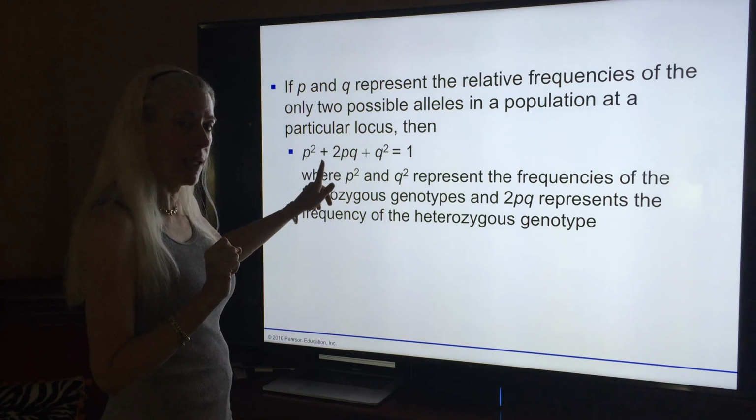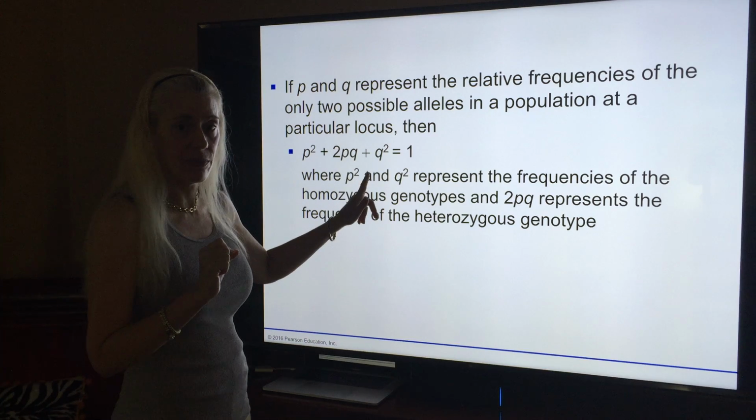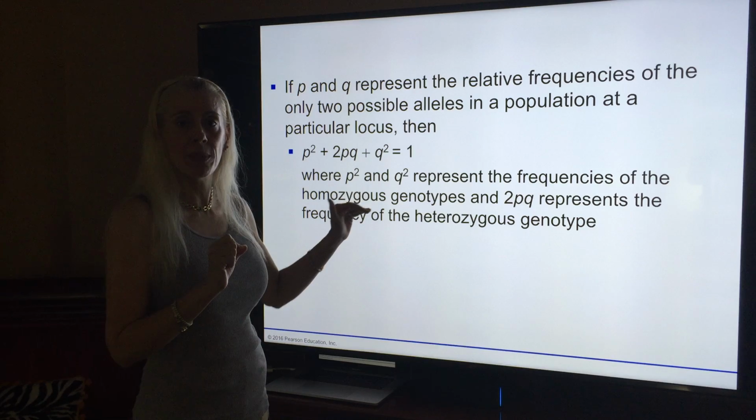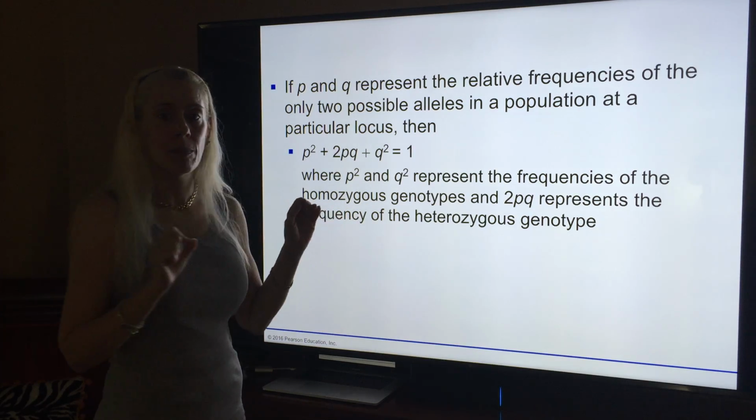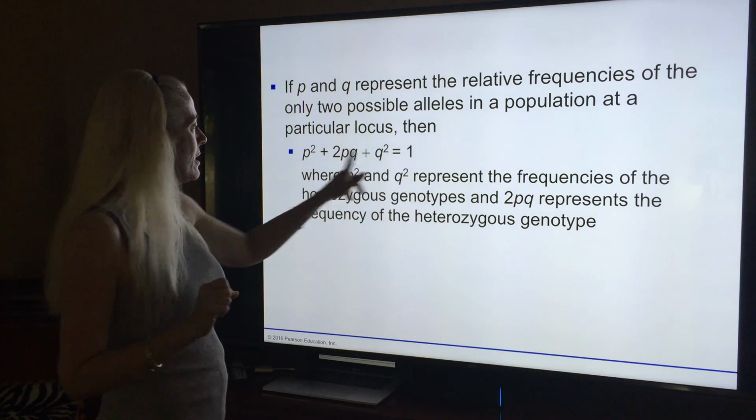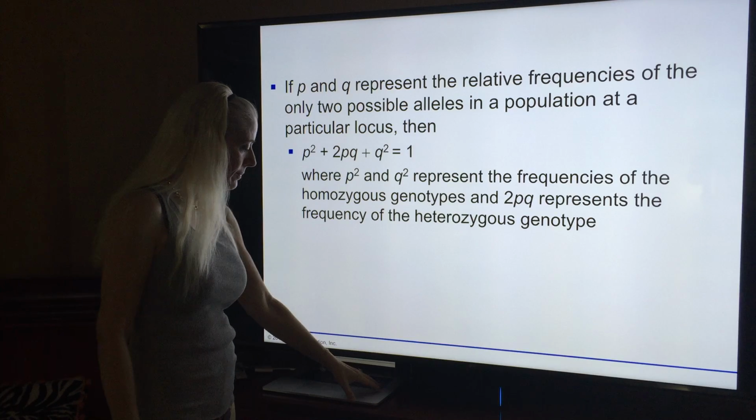2pq, heterozygous. q squared, the homozygous recessive. Alleles, what they're going to show up in the population, okay? Please keep that in mind. Where p squared and q squared represent the frequencies of the homozygous genotypes, and 2pq represents the frequency of the heterozygous.